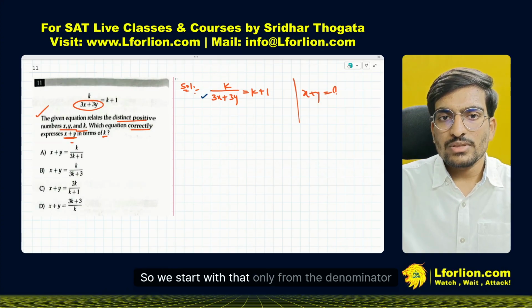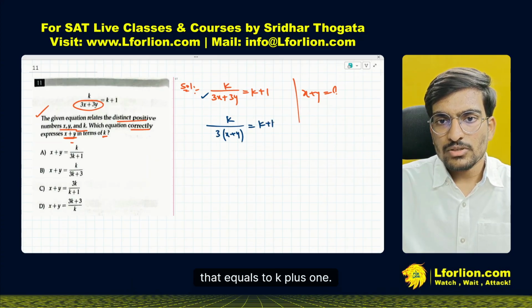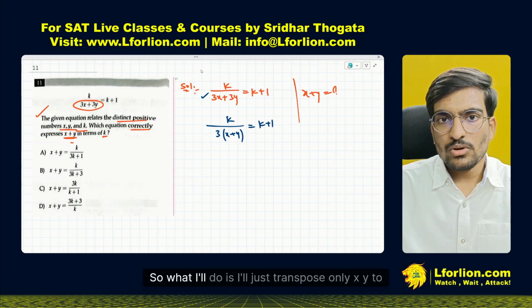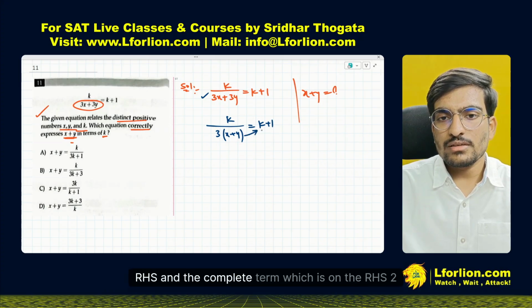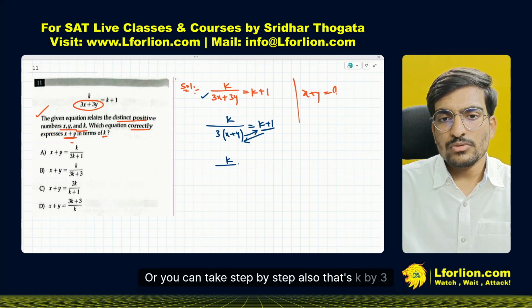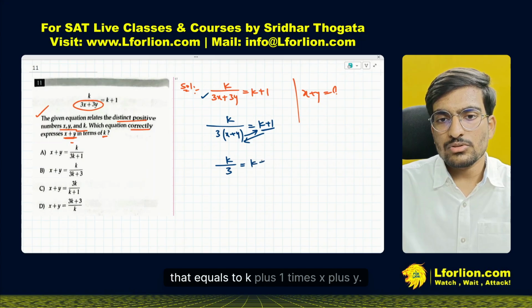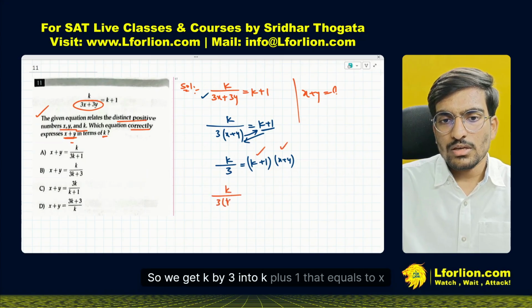So we start with only the denominator part. K divided by, taking 3 common, x plus y, equals k plus 1. We just need x plus y. So I'll transpose only x plus y to the RHS and the complete term on the RHS to the denominator, or you can take it step by step. That's k by 3 equals k plus 1 times x plus y, but we need only x plus y. So just transpose this term to the RHS. So we get k by 3 into k plus 1 equals x plus y.